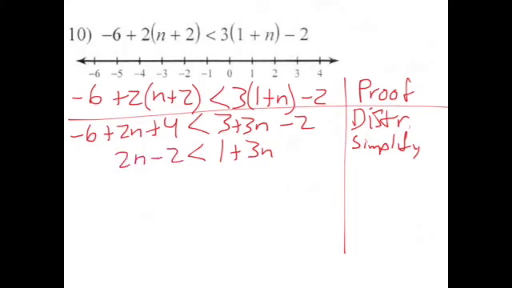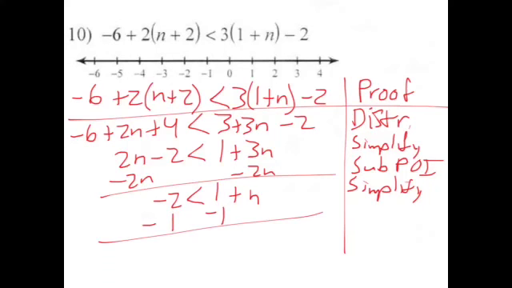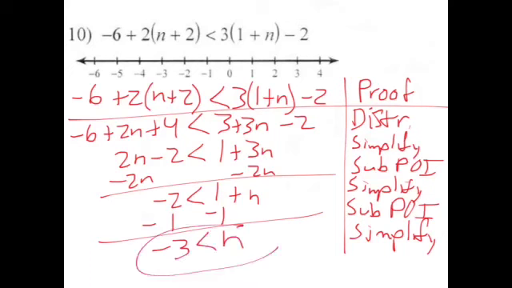And now I'm going to subtract 2n from both sides, and I can do that because of the subtraction property of inequality. And then I'm going to simplify to get negative 2 less than 1 plus n. I'm now going to subtract n from both sides and simplify. So that's just the subtraction property of inequality, followed by simplify again, to get negative 3 less than n. So that's going to be my final answer.